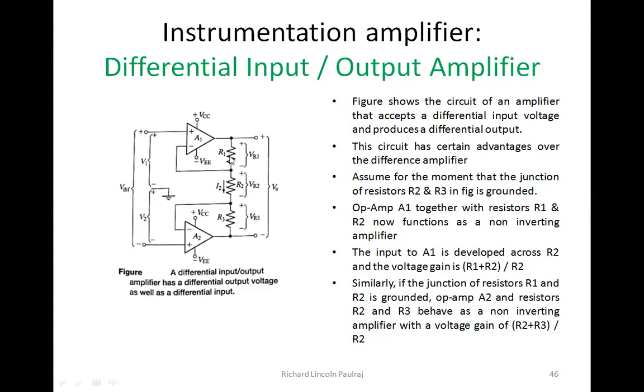Here I have resistors R1, R2 and R3. R2 is in between R1 and R3. I have a junction between R1 and R2, and another junction between R2 and R3. The whole thing is nothing but the differential voltage.